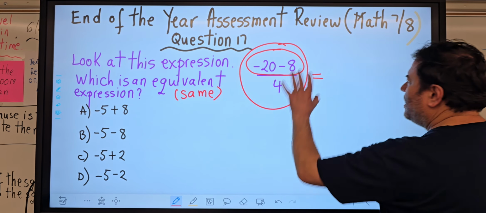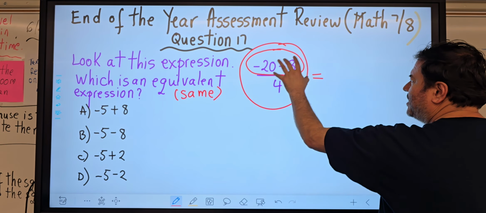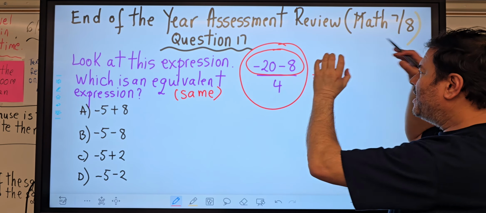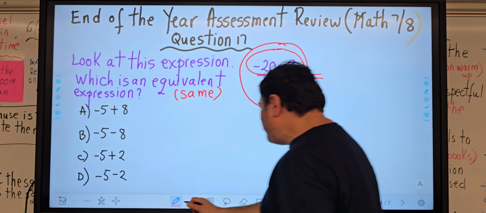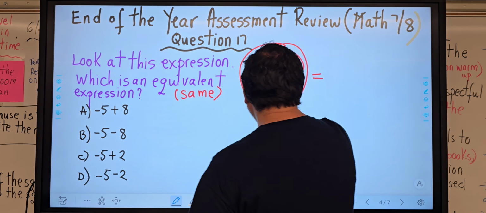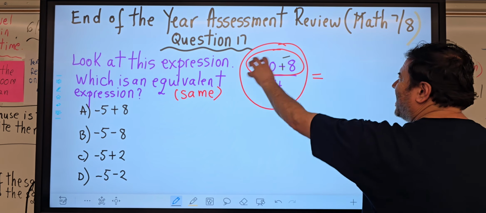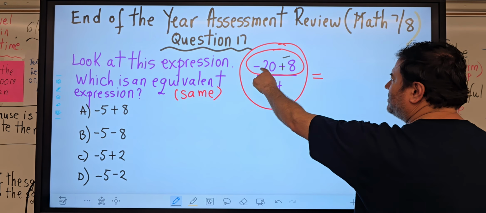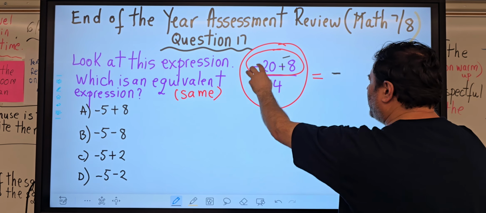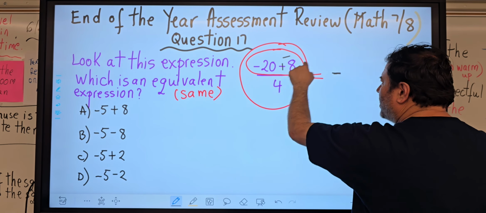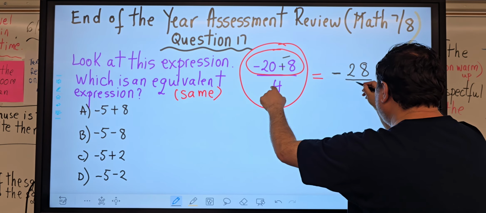Negative 20 minus 8. How much would be negative 20 minus 8? And remember, this is the same thing as negative 20 plus negative 8. We are adding two negatives there at the top. So that's going to become still negative, right? So we're still going to have a negative there, and 20 plus 8 is 28, negative 28. And then divided by 4.